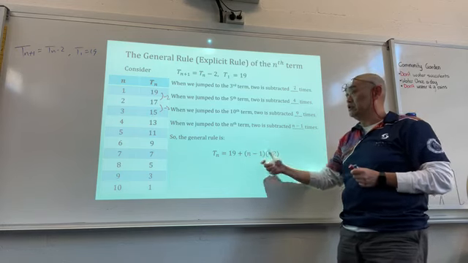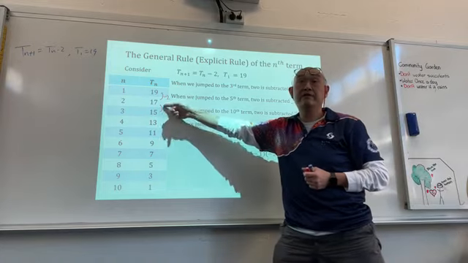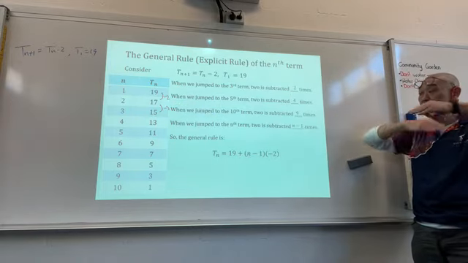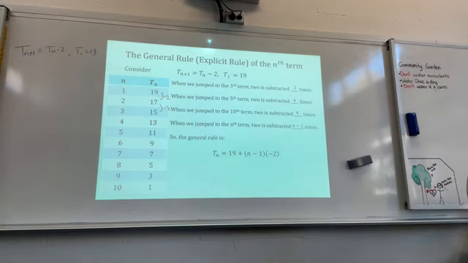Correct? 1 times minus 2. So 19 minus 2 is 17. Can you see the progression now? So you can here expand it and rewrite your general rule as Tn equals 21 minus 2n.